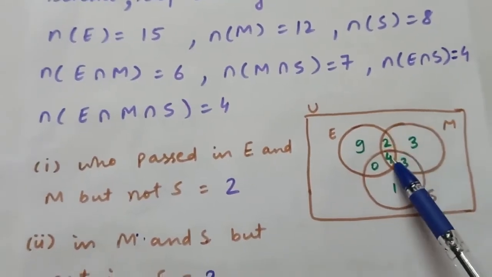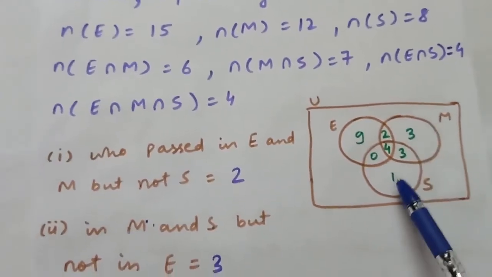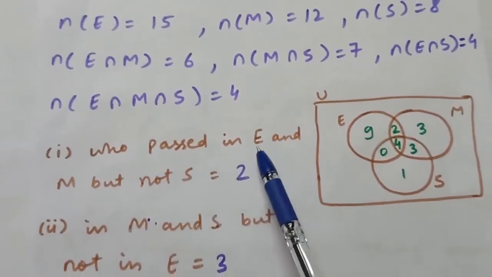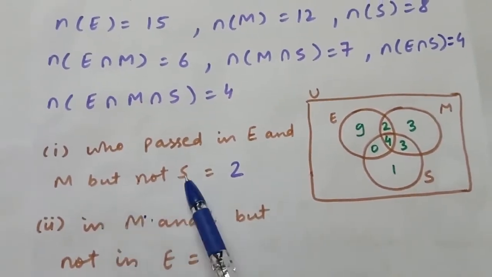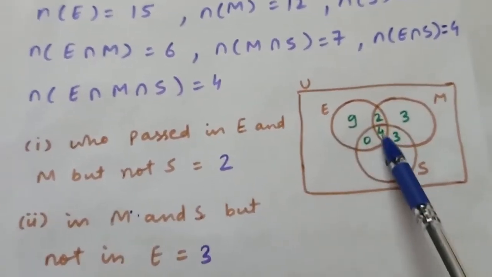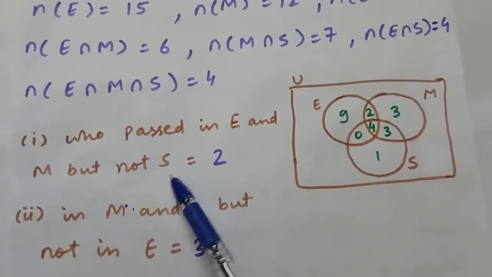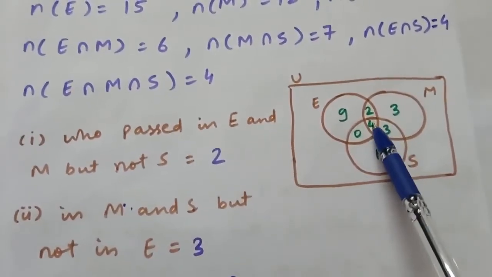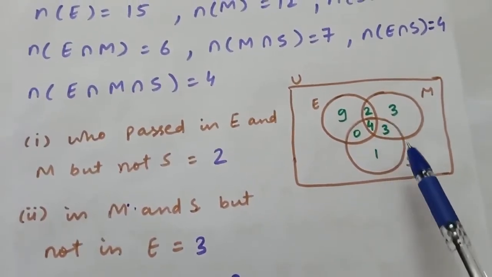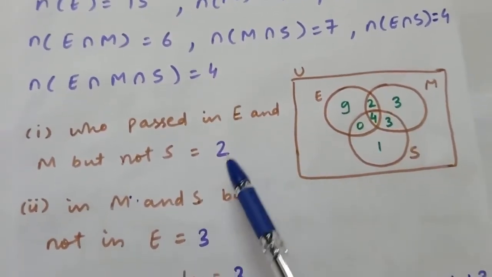We have written 4 plus 6, 4 plus 2, 6 plus 3, 9. So 3 will come, and similarly here 1 will come, right? Now we have to find who passed in English and Maths but not in Science. See, English and Maths is this portion complete, but we want English and Maths but not Science. So we will not take this 4. Why? Because in this those students come which also passed the subject Science. So the answer will be 2.